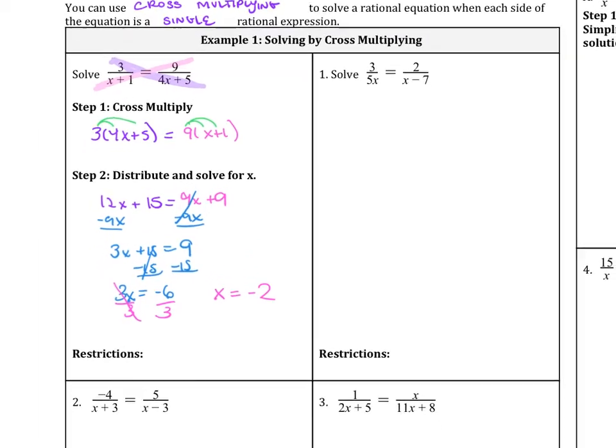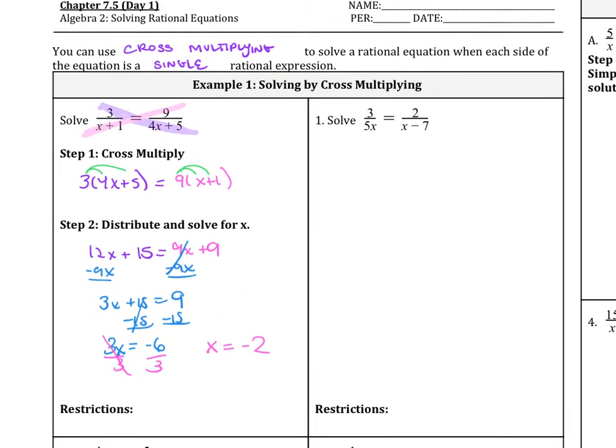Then we need to look at our restrictions. What can the denominators not be? Let's go back to the original and look at x plus 1 and 4x plus 5. On the left side, that's a little quicker to tell. The denominator cannot be 0, so x plus 1 cannot equal 0. Let's subtract 1 from both sides. Notice that x cannot equal negative 1, because when we plug in negative 1, negative 1 plus 1 is 0, and you're not allowed to have 0 in the denominator. So we found one of the restrictions is x equals negative 1.